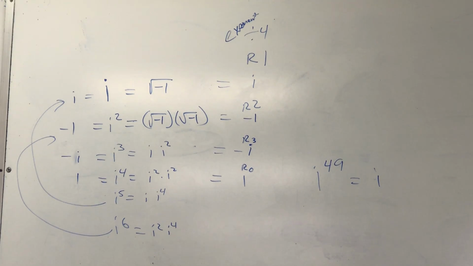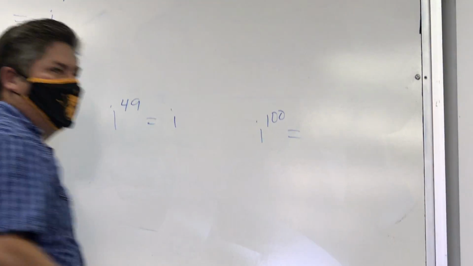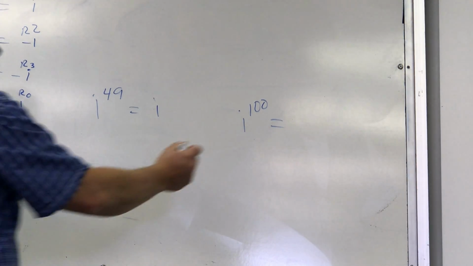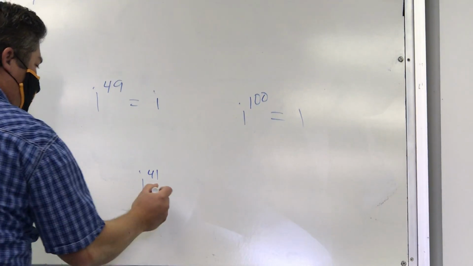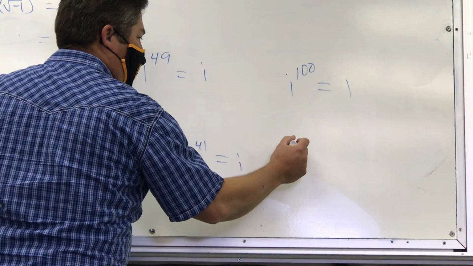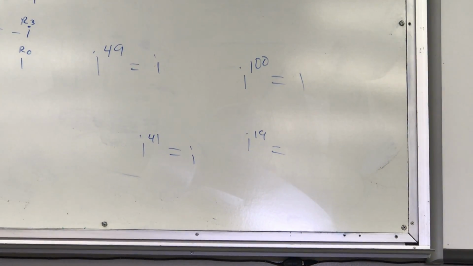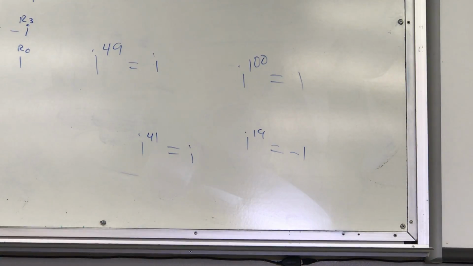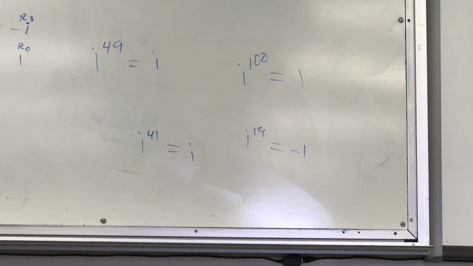Okay? So, try this. What is it? 1. 4 goes into that evenly. Okay? What's that? i. What's that? -i. Why? 19 divided by 4 is going to be 4 times with the remainder of 3. If the remainder is 3, it matches the -i.